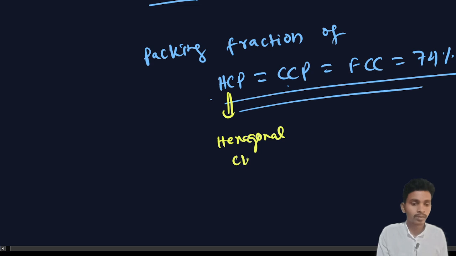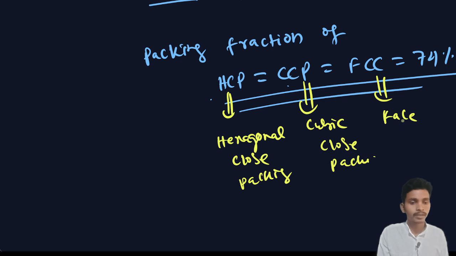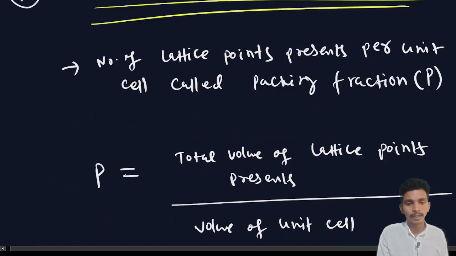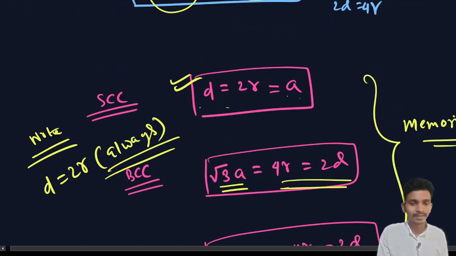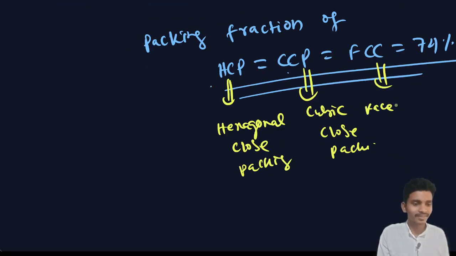Okay, this HCP means hexagonal close packing, and this CCP means cubic close packing, and this FCC means face centered cubic crystal. We know that simple cubic lattice is a simple cubic crystal.